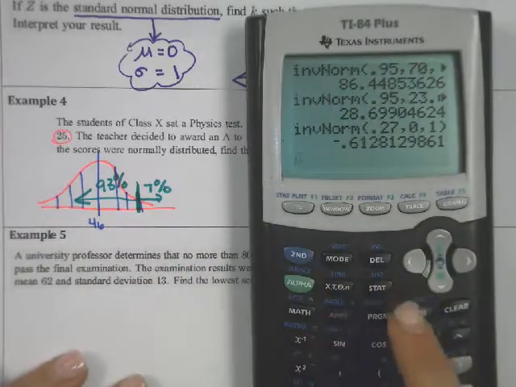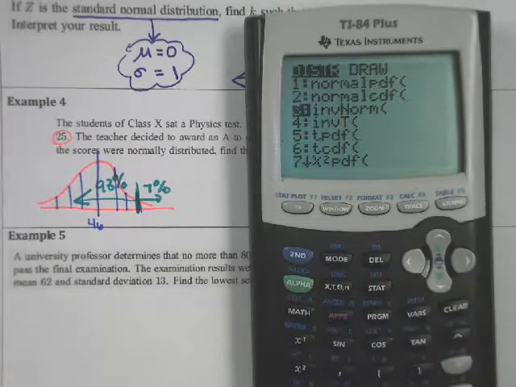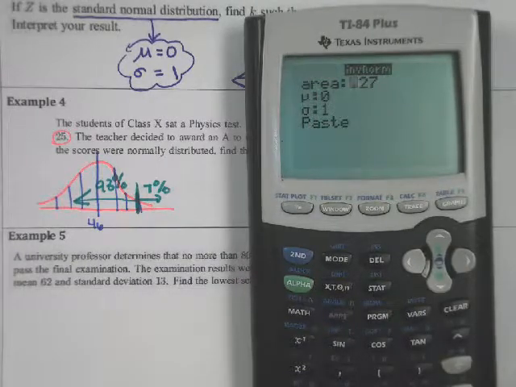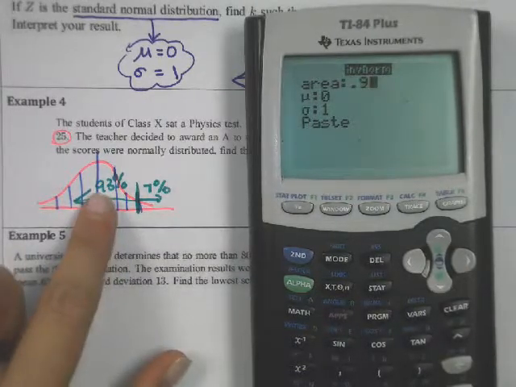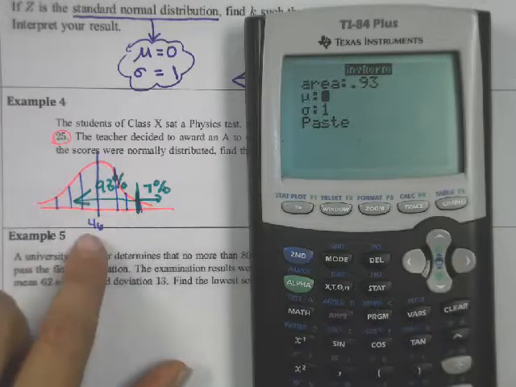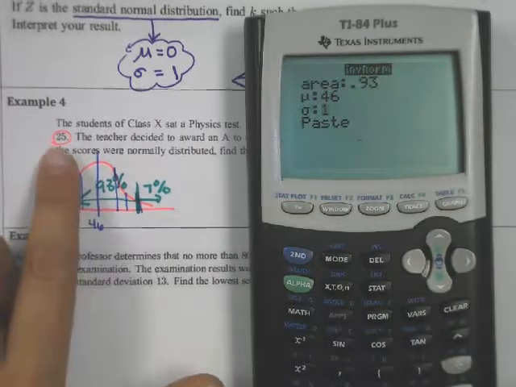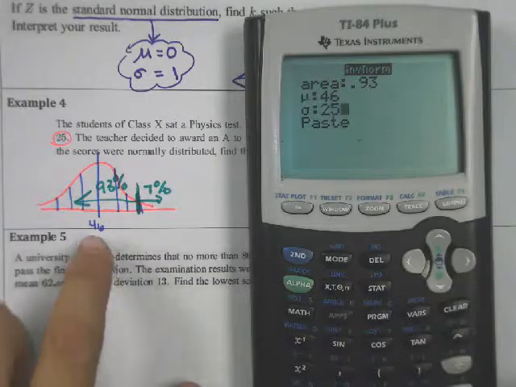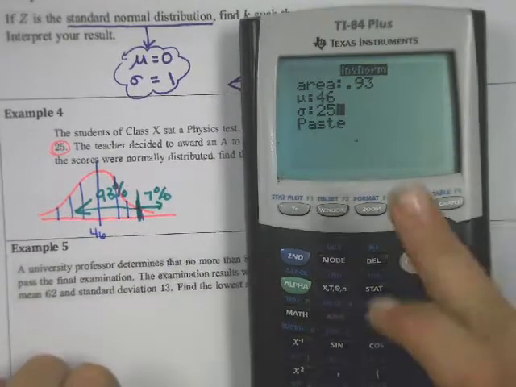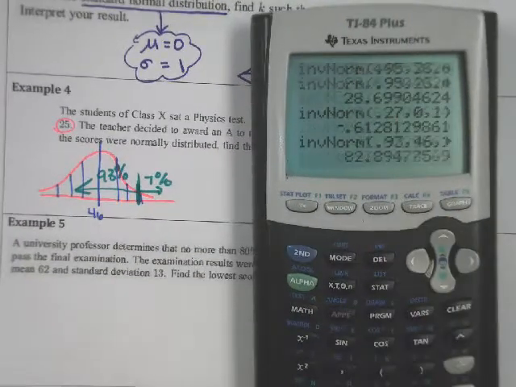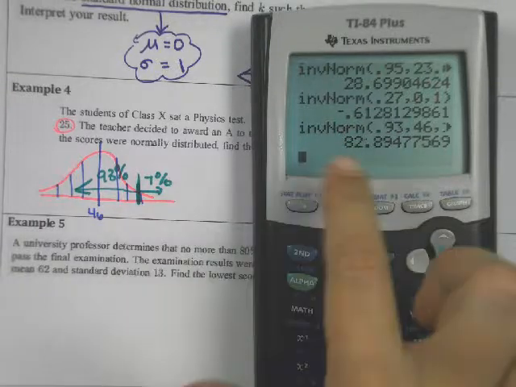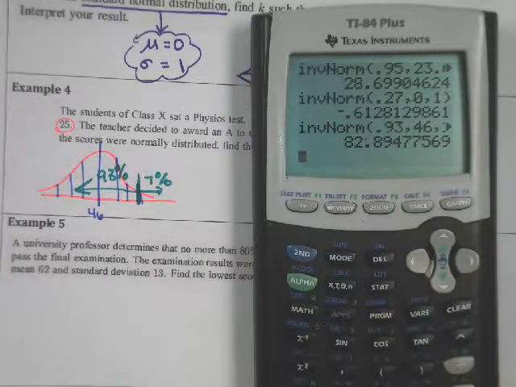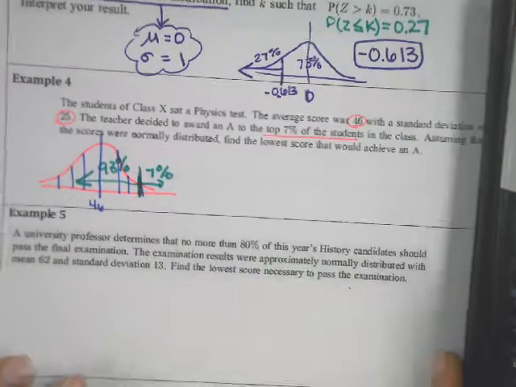To do that, second distribution, number 3, inverse normal. Our area is 0.93. They told us our mean is 46. Our standard deviation is 25. A mean of 46, if that's percent, that would be very low. Our standard deviation is 25, and so he would be awarding A's to anybody who got greater than an 82.9 on the test. Anybody lower than that would get lower than an A.